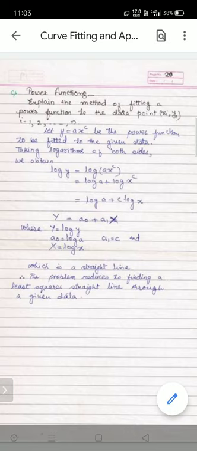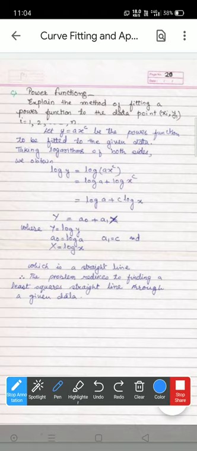So here we have considered the power function y is equal to a into x raised to the power c, to be fitted to the given data. Taking logarithm on both sides, we have log of y is equal to log of a into x raised to the power c. Separating it, we get log of a plus log of x raised to the power c, which is the same as log of a plus c log of x. So this is log of y. Suppose log of y is capital Y, log of a is equal to a0, c is equal to a1, and log of x is equal to capital X. This is a straight line, and we know how to fit the straight line.